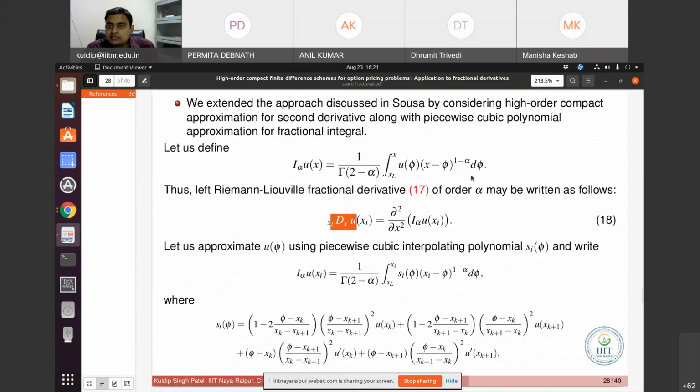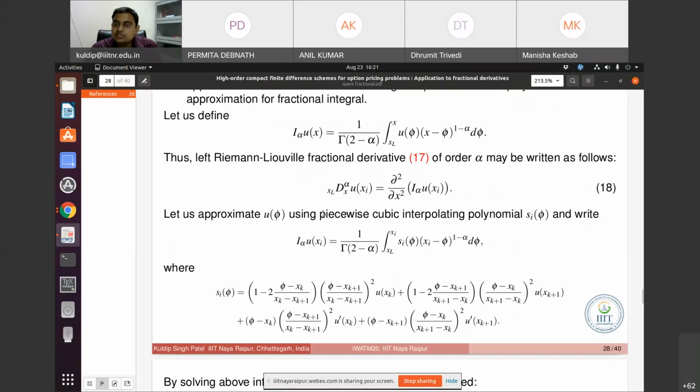But there is a problem. How will you approximate this u? It is inside the integral, I mean, the variable is inside the integration. Because it is a continuous function, how would you approximate it? This u I have approximated by a piecewise cubic interpolating polynomial, and with cubic, I think the intuition is clear that we should get fourth order of accuracy, not less than that. Please make it clear that everywhere we used at least fourth order of accuracy. Because u is there, we cannot use u, so u is approximated by this S_I phi.